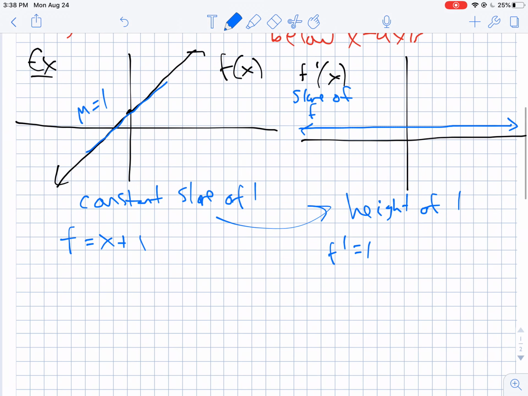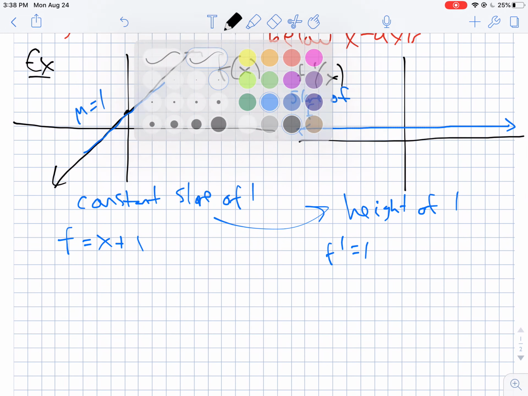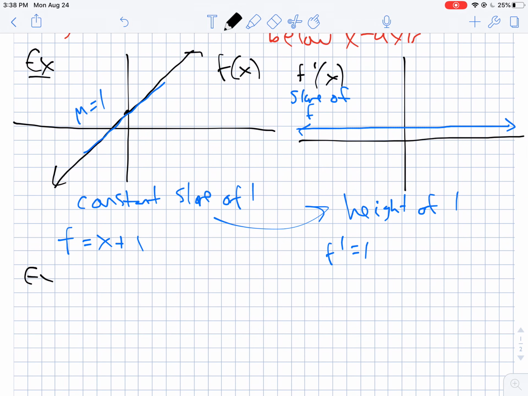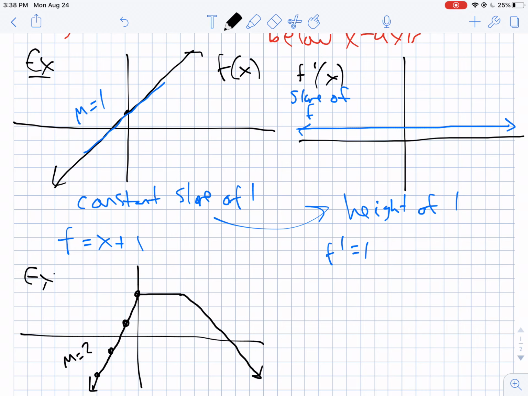Let's look at another straight line that might have a few more points. Again, here's a graph of f on the left and f prime on the right. Up until here, we're going to go with a slope of 2. You can see the rise over run here is 2. It's just poorly drawn. Then from 0 to 3, we're going to have a slope of 0, just a straight line. And then we're going to have a slope of -1 the rest of the way, from a sharp corner right there.